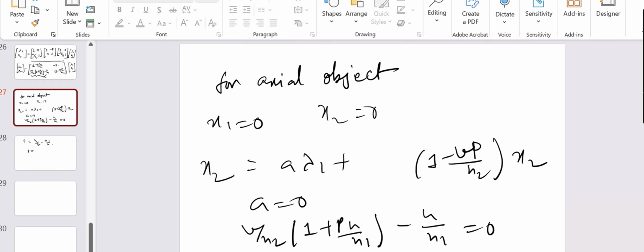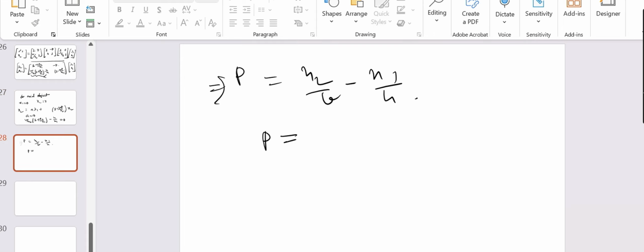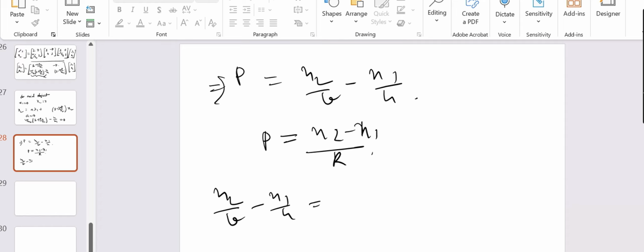From this relation only we get that relation, and we already know p is equal to (n2 minus n1) by r. So from that we can establish this thing where p is equal to (n2 minus n1) by r. So this is with the sign convention, and which is also the law of refraction from the curved surface.